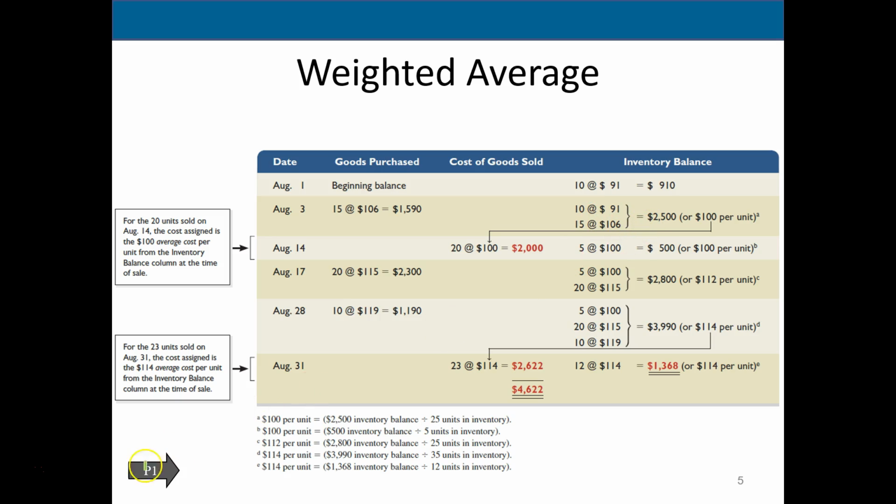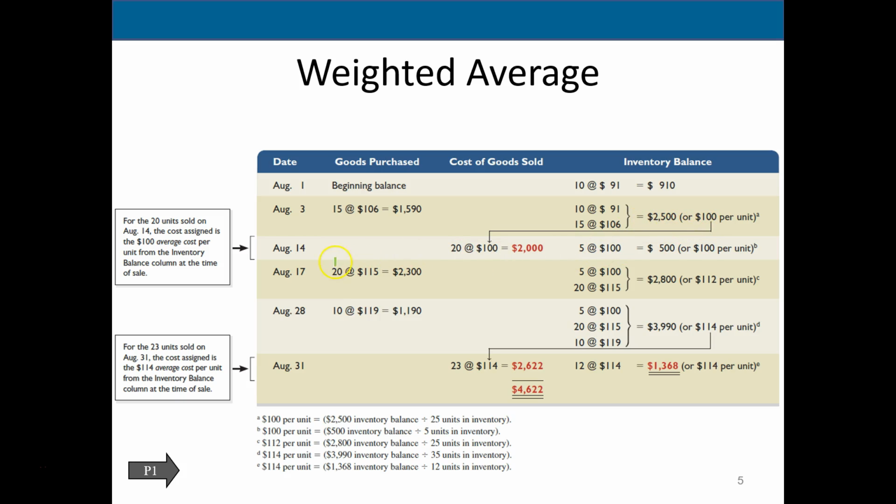If we take the $2,500 that we have and we divide them by the number of units, which is the 10 and the 15, the calculation is going to be down here, the 2,500 divided by the number of units, we have an average cost per unit of, in this case, 100 per unit. So some of them cost 91, 10 of them did. Some of them cost 106, 15 of them did. So we're going to say, they cost about $100.